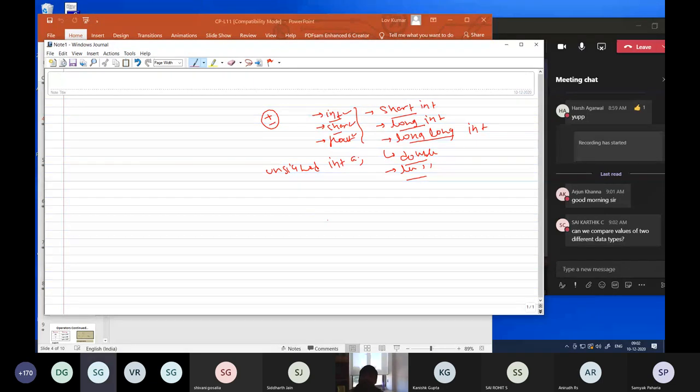Now today we will discuss how to create one data type. The rest we will discuss after the function, that is structure and union, where you can create your own data type.